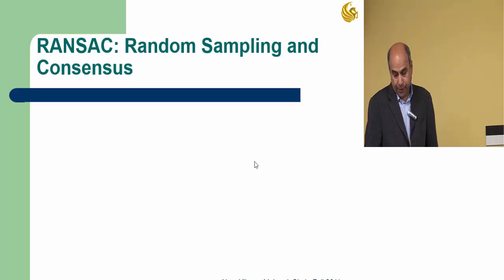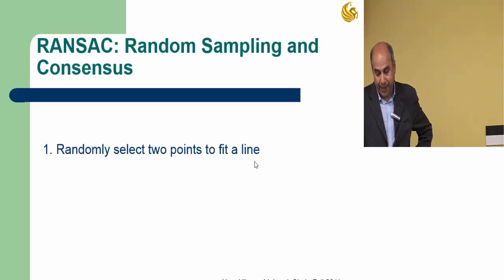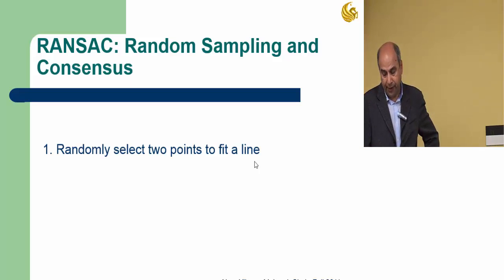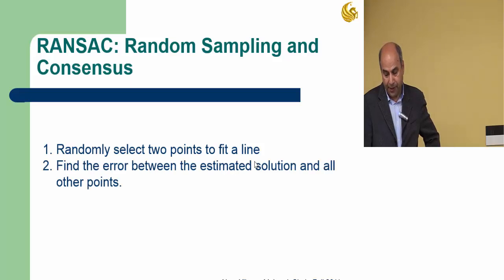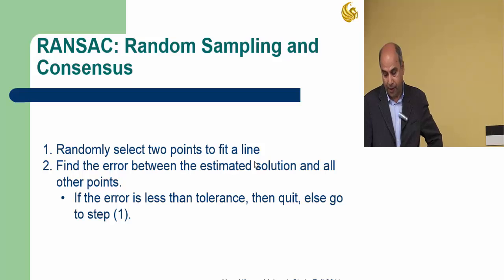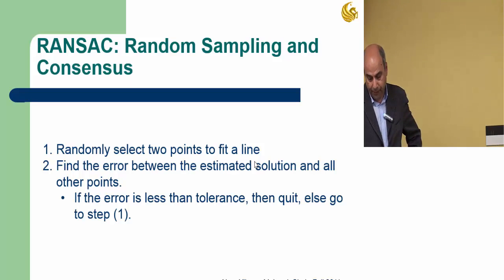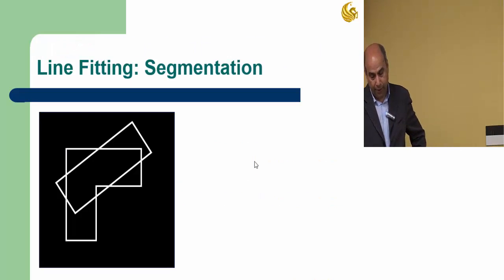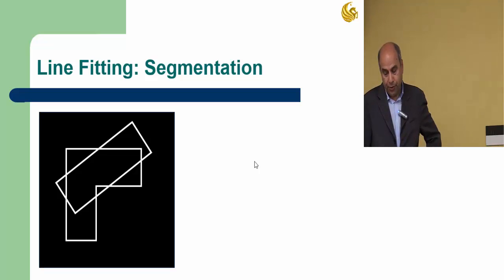Okay, so as I said, we will randomly select 2 points to fit a line, and find the error between the estimated solution and all other points. If the error is less than the tolerance, then quit. We have a solution. Otherwise, we go to step 1. Keep doing that. So now getting back to fitting lines.